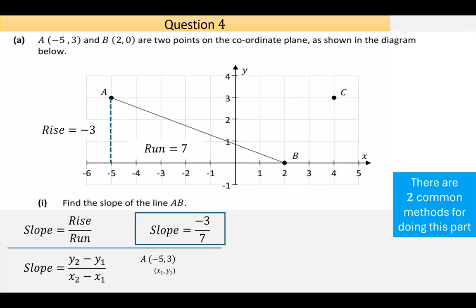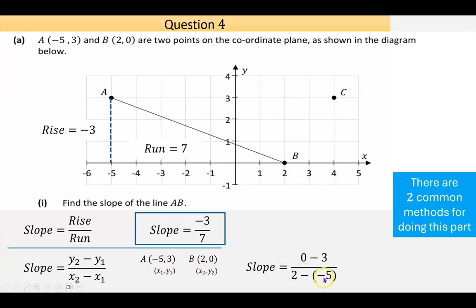So the A point we're given, the first value is the X, so I'm going to call that X1. The second value, the 3, I'm going to call that Y1. We have the B value given, 2 is the X2, the second X, 0 is the second Y. All I have to do now is substitute the numbers inside the formula. So instead of Y2, I put 0. Instead of Y1, I put 3. Instead of X2, I put 2. Instead of X1, I put -5.